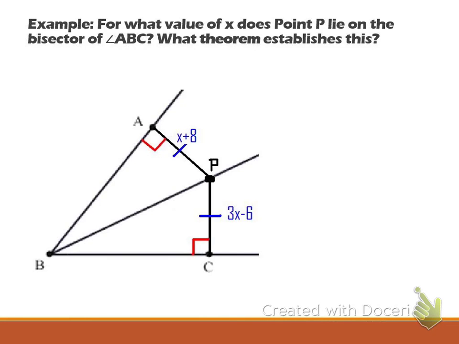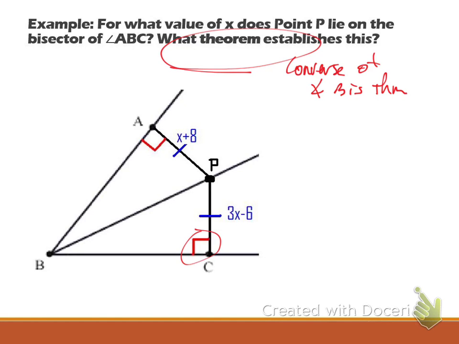All right. Next question. What value of x allows point P to be on the angle bisector? Right? Well, again, by the converse, that's what theorem we're using. We're going to use the converse of the angle bisector theorem, which says that if that point is equidistant to the sides, right? So we know we're measuring distance because those segments are perpendicular. And if those distances are the same, then P is on the angle bisector. So what we're really asking is, what value of x will make these two the same? We'll set them equal to each other.